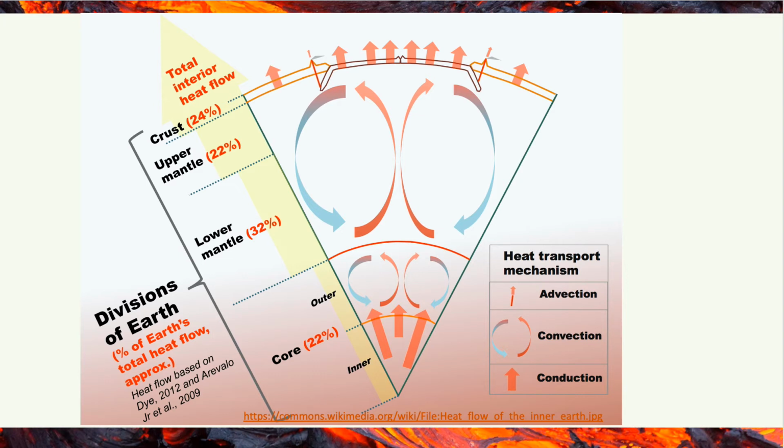Now, we talked earlier about the different heat producing processes in the Earth. It's worth thinking about, of all the heat that escapes the planet, where it's coming from. About 22% is originating from the core, about 32% from the lower mantle, 22% from the upper mantle, and about a quarter of the heat escaping the Earth is being generated within the crust.